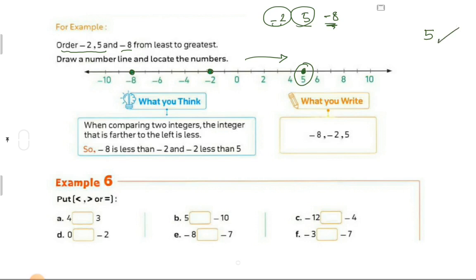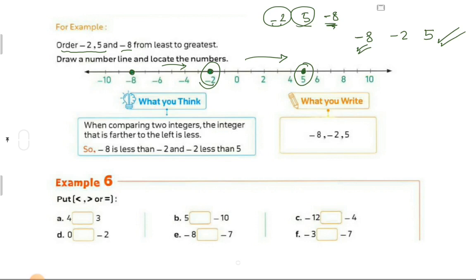Now compare negative 2 and negative 8. You know that negative 2 is on the right of negative 8. So negative 2 is greater than negative 8. So 5 is the greatest one and negative 8 is the smallest one. Okay?